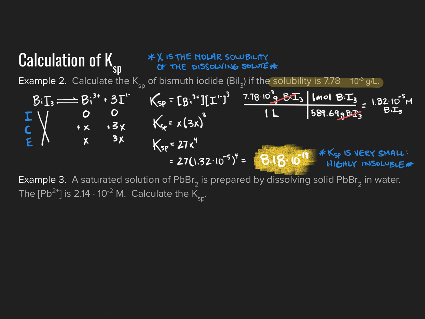Perfect. All right. So we can now go backwards here in the step. And again, the key idea is to remember that the x value in these problems is the molar solubility of the dissolving solute. All right, one more example here.